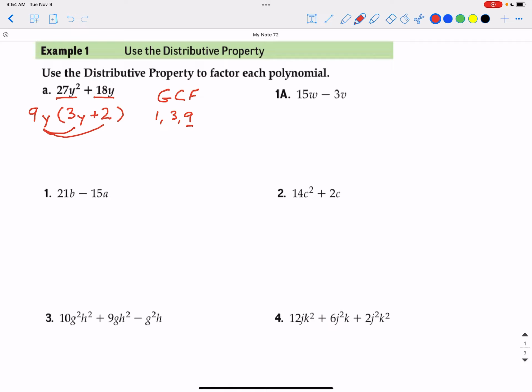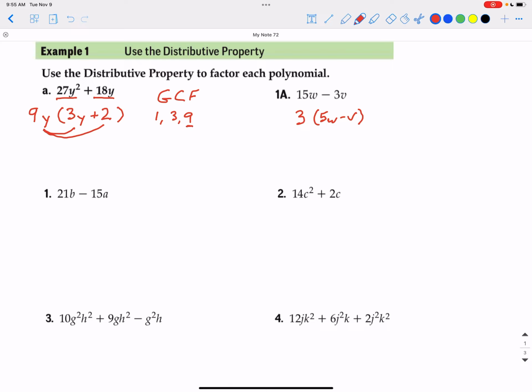The next one is 15w minus 3v. So what goes into the 15 and 3? Well, a 3 does. So I will factor out a 3 outside of parentheses. What about the variables? Well, we have a w and a v, but since they don't have the same variable, we can't factor out either variable. So no variables get factored out of this one. So then we start to divide. 15w divided by 3 is 5w. And negative 3v divided by 3 is negative v.